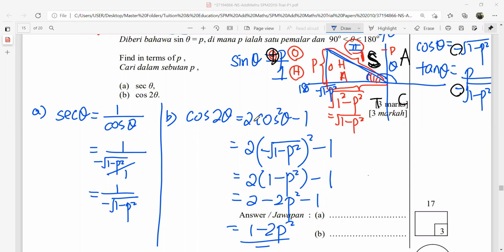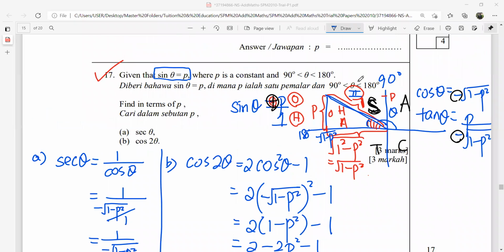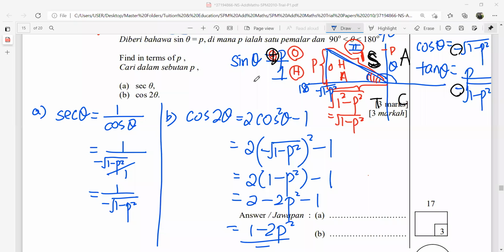Okay, cos square theta means cos theta whole thing square. That's why I can put this way. Correct or not? Any problem with this? Tuakasu only. This one, they give you sine theta equals to P, means P over 1. So I relate to Tuakasu. I build my triangle, 90 degree. Okay.